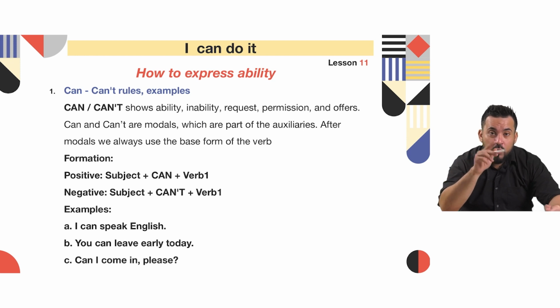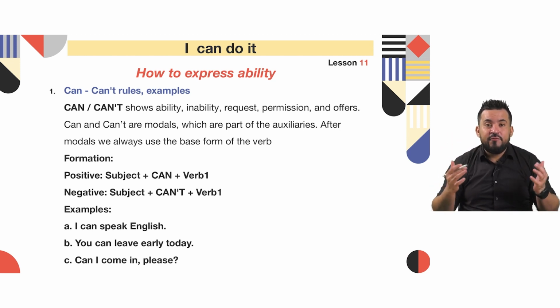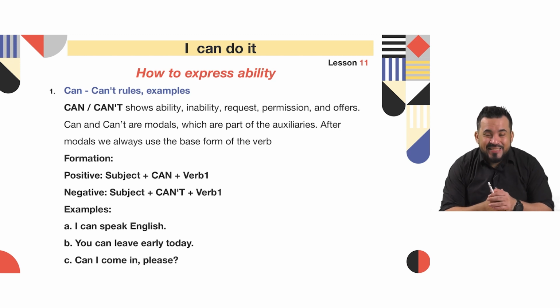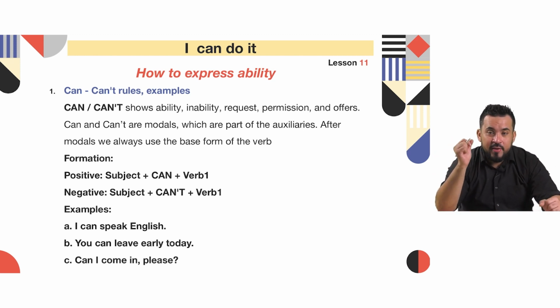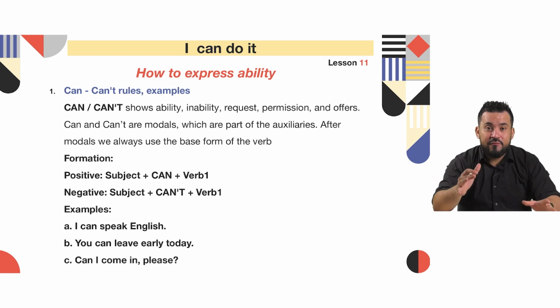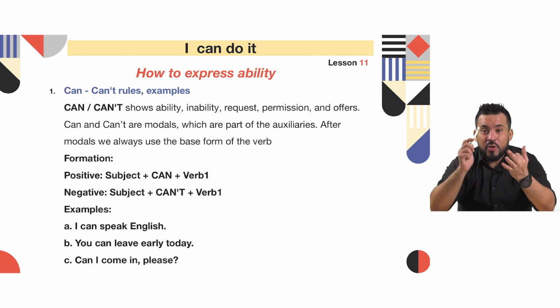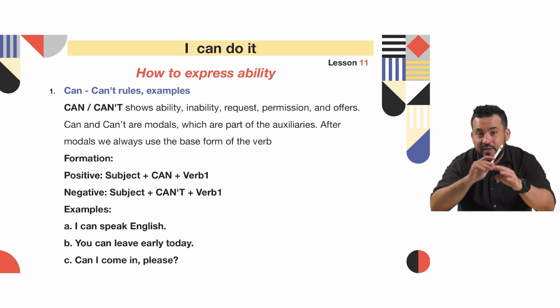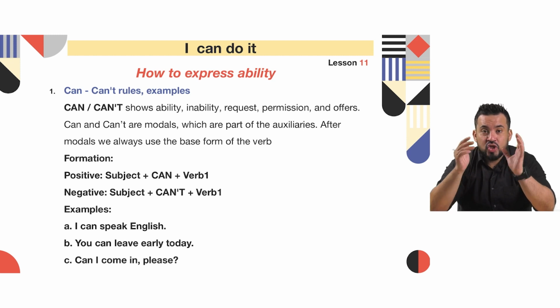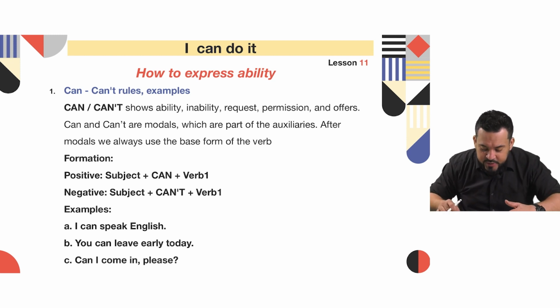Modal verbs have a rule that applies to all of them, and that is that they are always followed by the bare infinitive form of the verb. What does that mean? That means if we have can in a sentence, or can't, or any other modal, the verb will always be the bare infinitive. It means it will be verb 1, the base form of the verb, without any additions. There will be no ed, no ing, no s. If it was he, she, it, there will be no s. It's always the base form of the verb. Keep that in mind, and then let's continue.